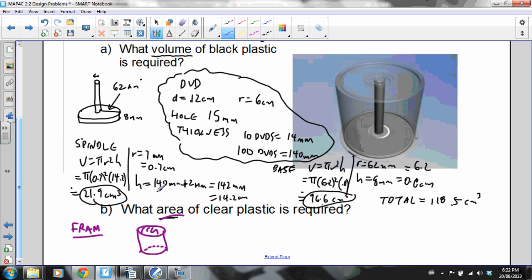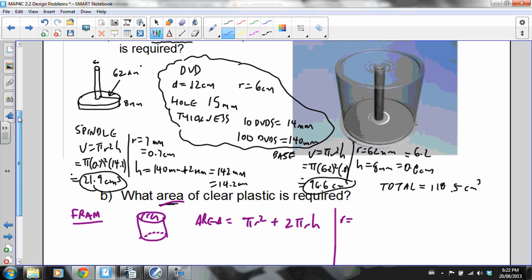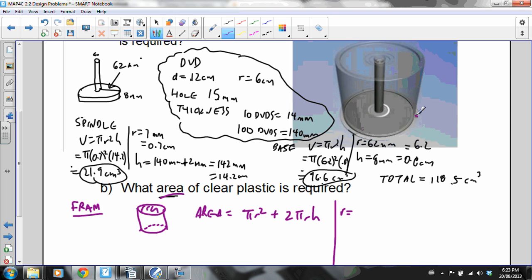So when we look up our surface area of a cylinder question, it's just one circle, not both of them, plus the curved part. The radius from earlier was, and again, there's a design decision to make. This one looks like it's got a bit of a lip on it, doesn't it, between the clear plastic and the black. I've seen the other ones where it goes straight up, and that's what I'm just going to use, 6.2 centimeters. And the height, well, the height's got to cover the spindle, right?